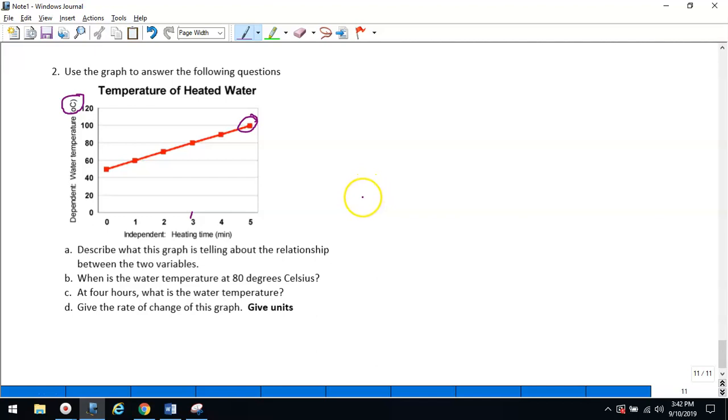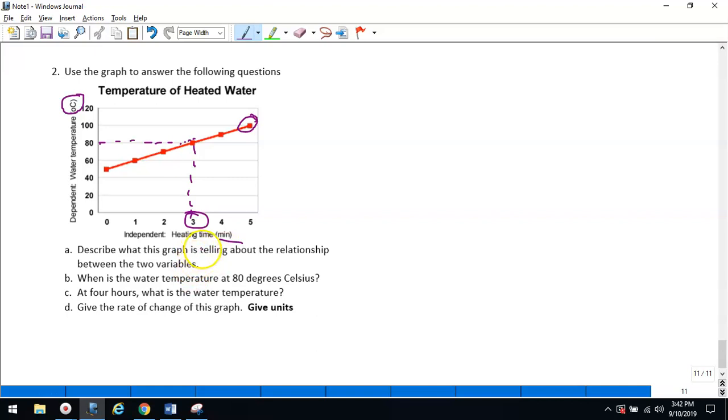Describe what this graph is telling us about the relationship. So the longer you heat water, the higher the temperature, right? When is the water temperature at 80 degrees Celsius? Well, at 80 degrees Celsius, it has been heating up for 3 minutes, right? So at 3 minutes, it is 80 degrees Celsius.